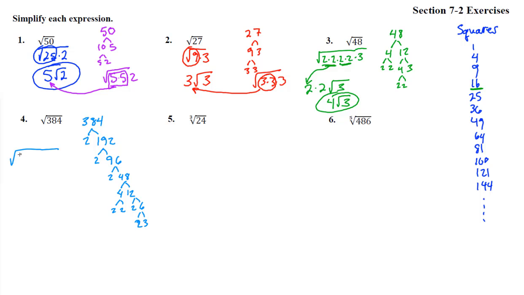Square root of 384 is actually 1, 2, 3, 4, 5, 6, 7 2's. 2 times 2 times 2 times 2 times 2 times 2 times 2. That's 5, 6, 7, and then a 3. So let's see what happens.